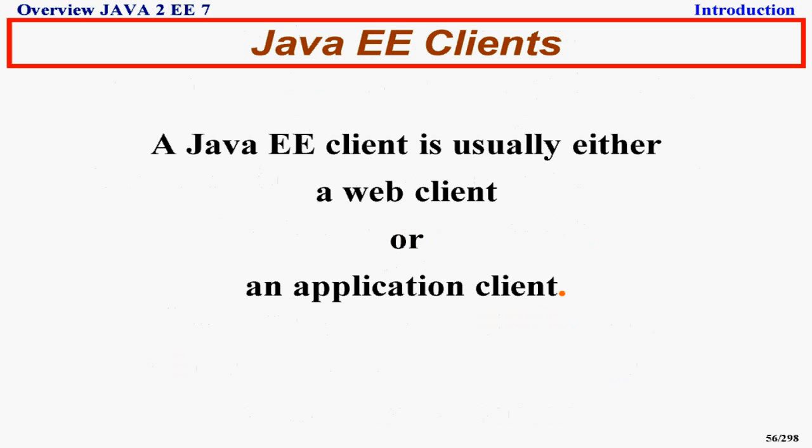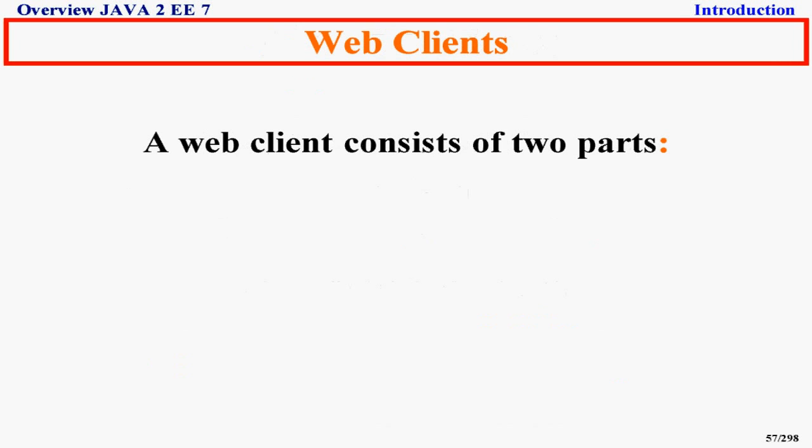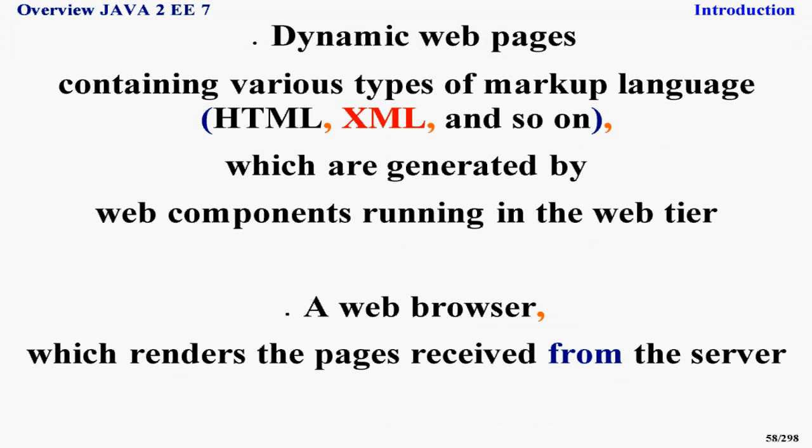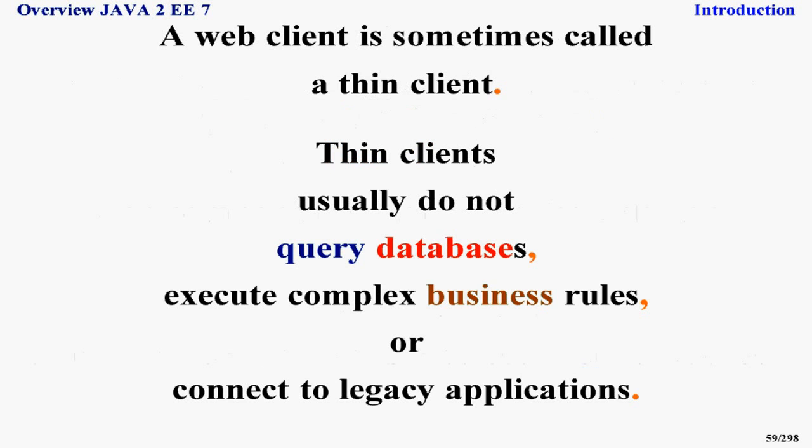Java EE clients. A Java EE client is usually either a web client or an application client. Web clients. A web client consists of two parts. Dynamic web pages containing various types of markup language (HTML, XML, and so on), which are generated by web components running in the web tier. And a web browser, which renders the pages received from the server. A web client is sometimes called a thin client.